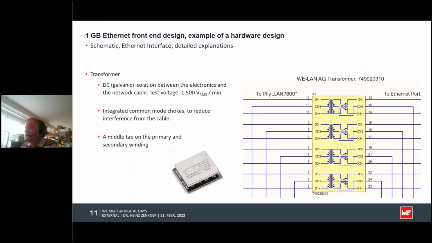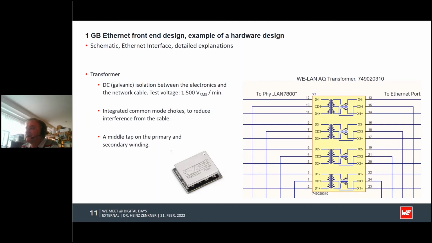So the Ethernet transformer itself, we have here an Ethernet transformer which is called LANAQ. It is a machine-produced Ethernet transformer with a very high and stable quality over the whole period of production. And it has, according to the IEEE standard, a galvanic isolation which has to withstand a test voltage of 1500 volts RMS within 1 minute.